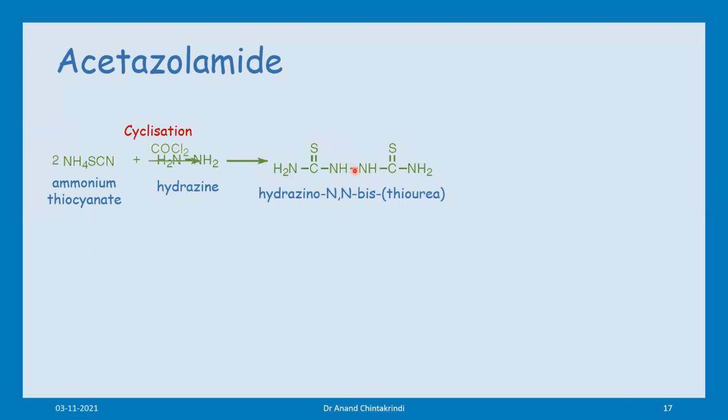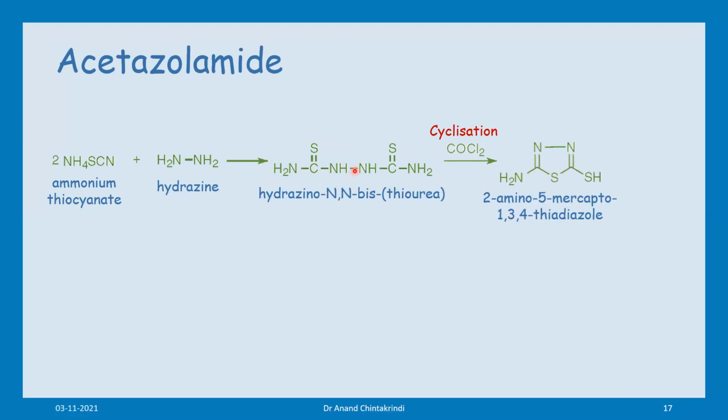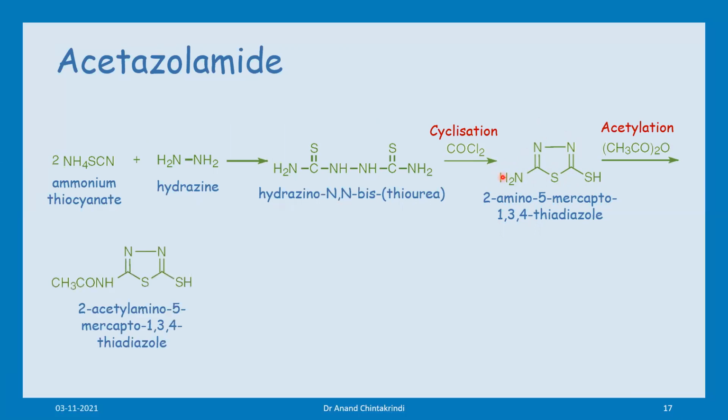Now this is cyclized in the presence of phosgene. COCl2 stands for phosgene, to form this thiadiazole, because this is a 5-member ring. Thiadiazole, 2-amino-5-mercapto-1,3,4-thiadiazole. This is further acetylated using acetic anhydride. So this N position is acetylated, and 2-acetylamino-5-mercapto-1,3,4-thiadiazole is formed.